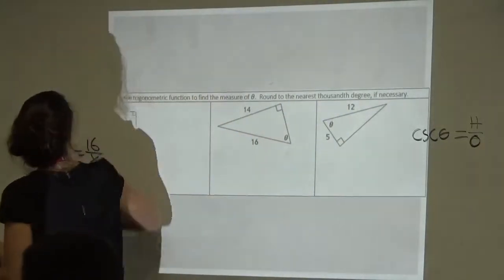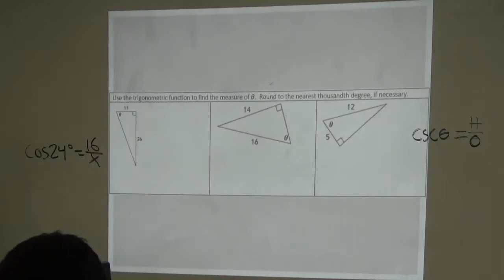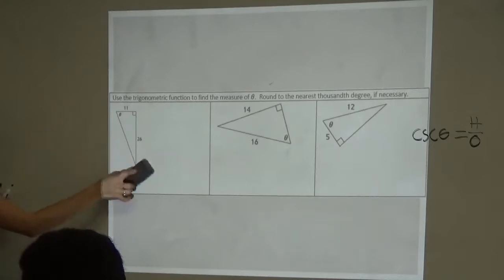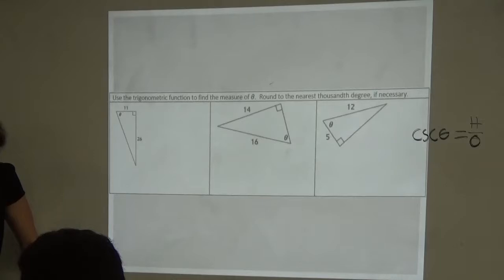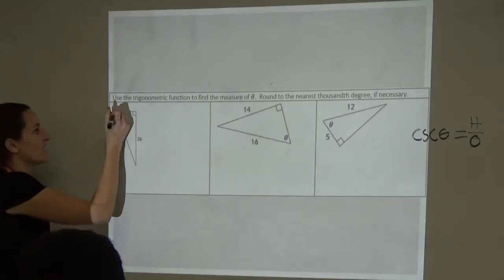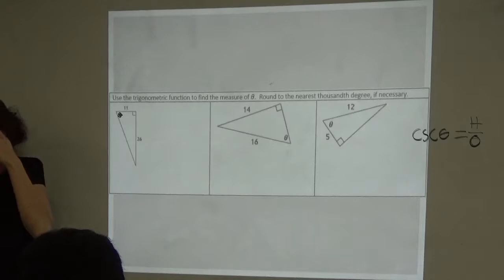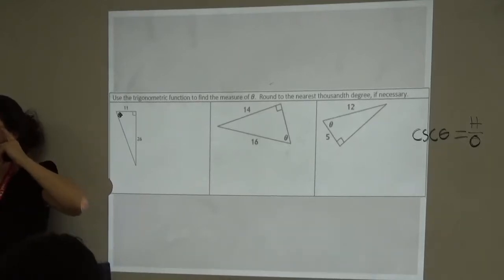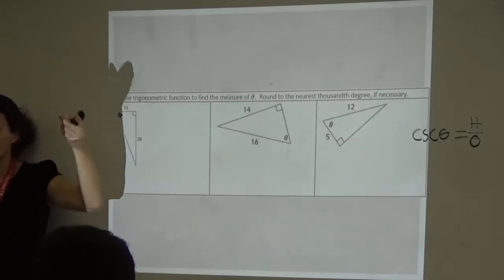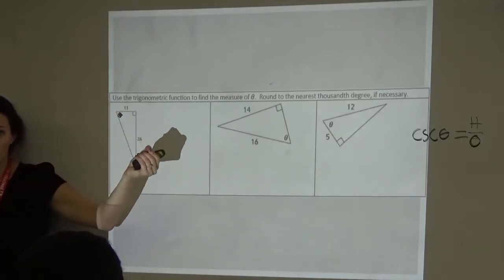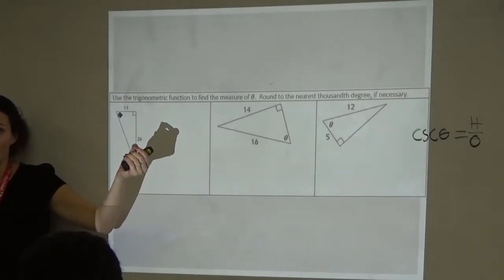So you got a triangle. It says use the trigonometric functions to find the measure of theta, round to the nearest thousandth degree if necessary. So I look at this triangle and I notice I have 11 and 26. 11 and 26 are sides of my triangle. And I want to find theta, this angle. So already in my mind, because of what we learned today, I'm thinking, ooh, I'm solving for theta. That's an angle, which means I need to find an inverse trig function to use rather than a regular trig function, because I'm solving for theta.